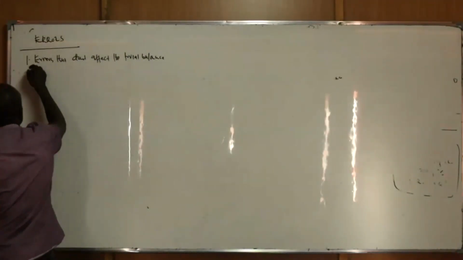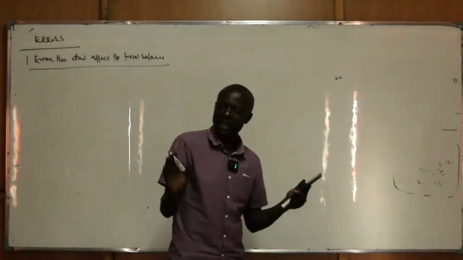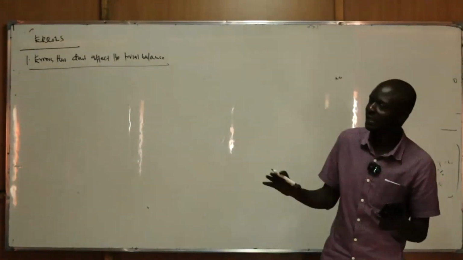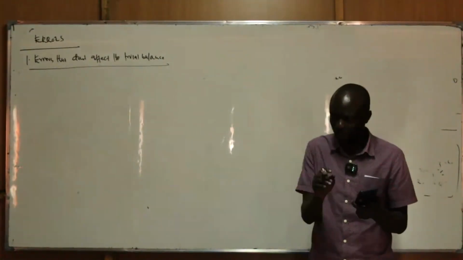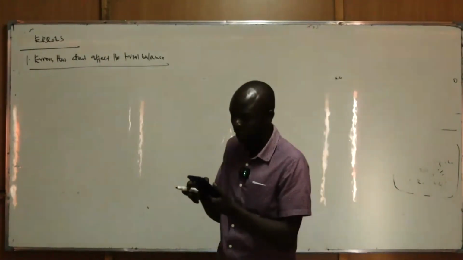So what do you mean that they do not affect the trial balance? The prepared trial balance will still agree with the errors. The trial balance will not fail to agree. It will agree, but it has errors. That is why we say they do not affect the trial balance.